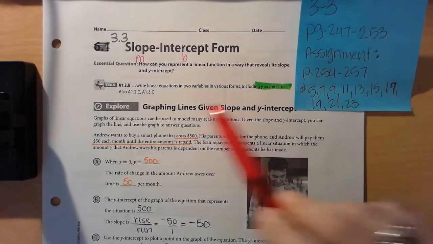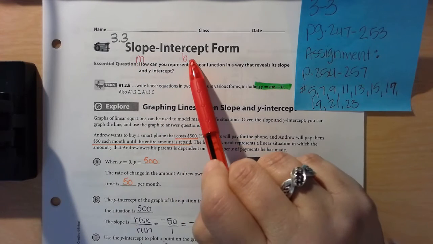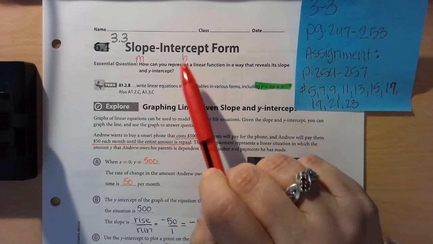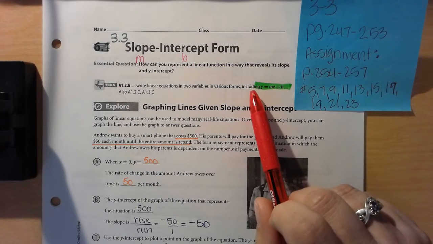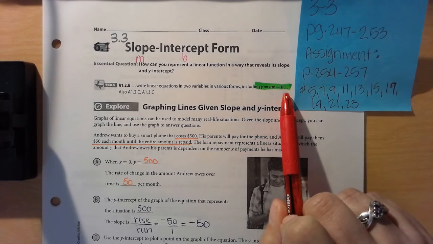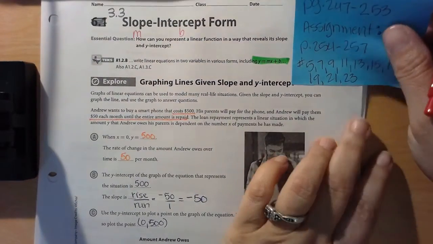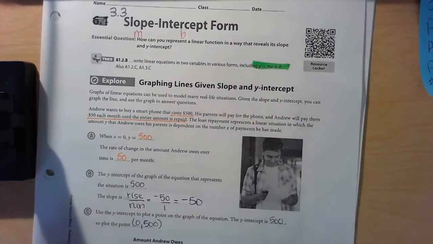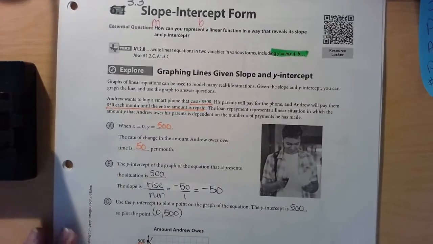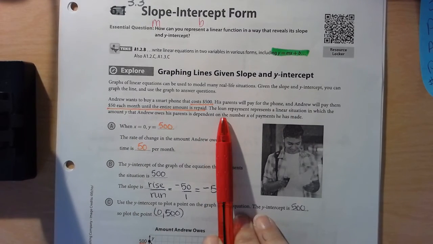So this time we're going to take what we've learned about the slope, which is the m, and the intercept, which is the b, and write an equation for the lines that they form in the form of y equals mx plus b. So we have an example of a problem where Andrew wants to buy a smartphone that costs $500. He agrees to pay his parents $50 per month until he's paid the whole thing off.